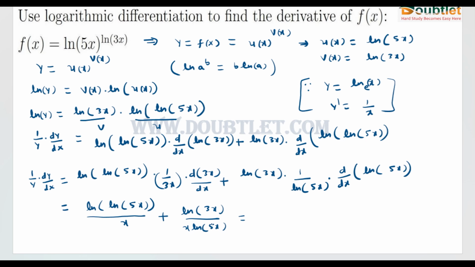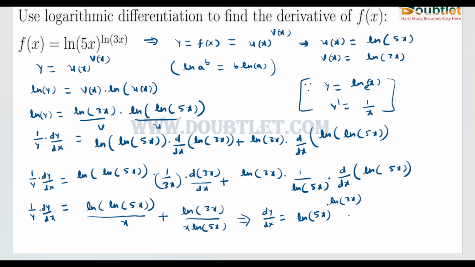So now we can write this as 1 upon y dy by dx. To solve this, what do we need to do? This is dy by dx. If you want to find the value of dy by dx, we just have to multiply y to the right hand side. So we can write dy by dx as y. The y value is here: ln 5x to the power ln 3x.